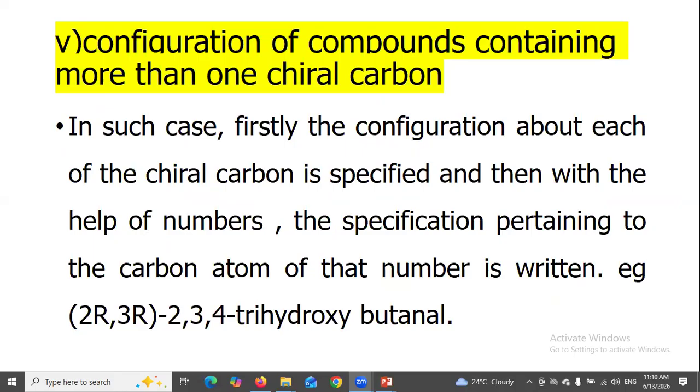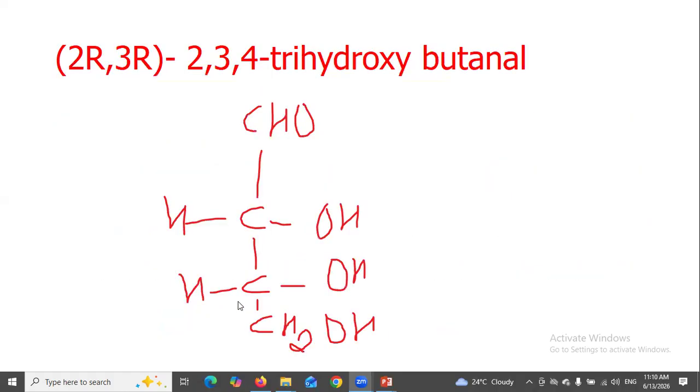Configuration of compounds containing more than one chiral center. In such a case, the configuration about each of the chiral carbons is specified, and then, with the numbers, the specification pertaining to the carbon atom of that number is written: 2R, 3R, for 2,3,4-trihydroxybutanal.